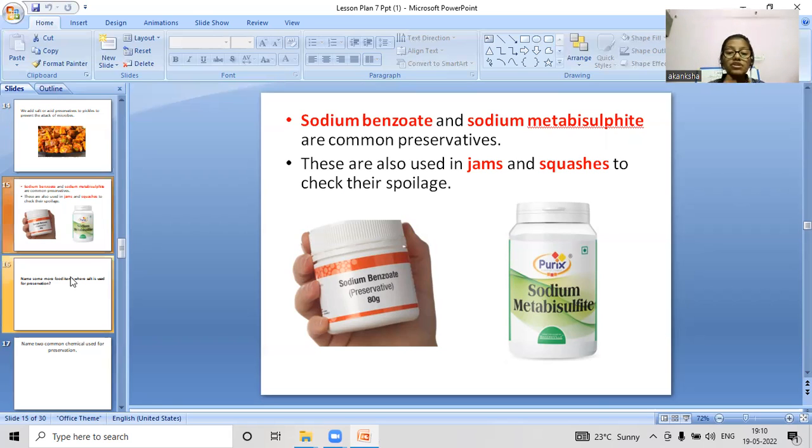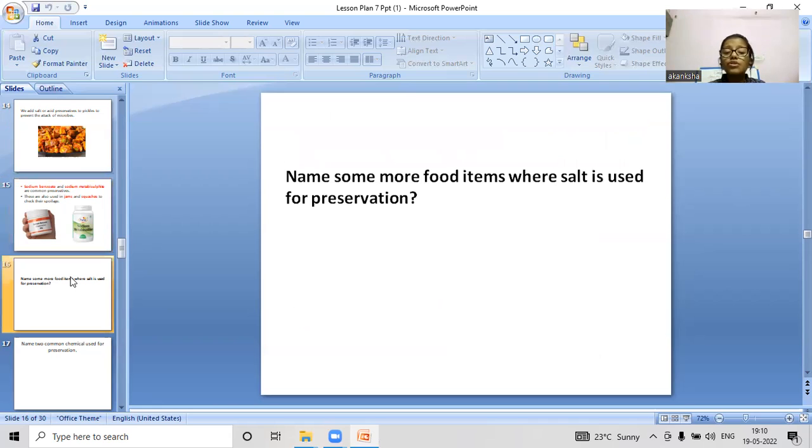So now coming on to the curiosity question. So now what you have to do is you have to name some more food items where salt is used for preservation. Yes, in pickle it is used. Where else is salt used? Okay, you have to find it out on your own and then you have to write the answer in the chat box.